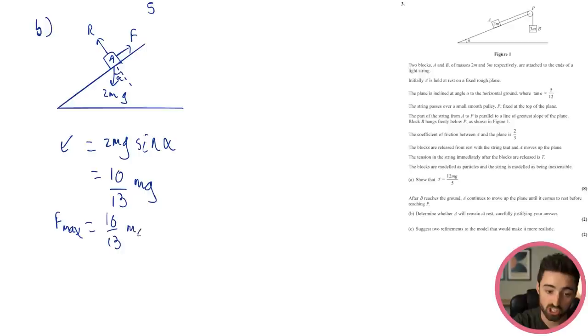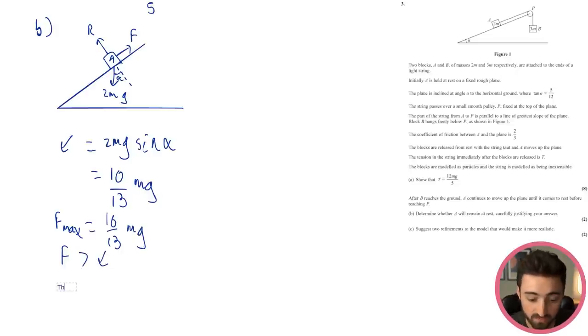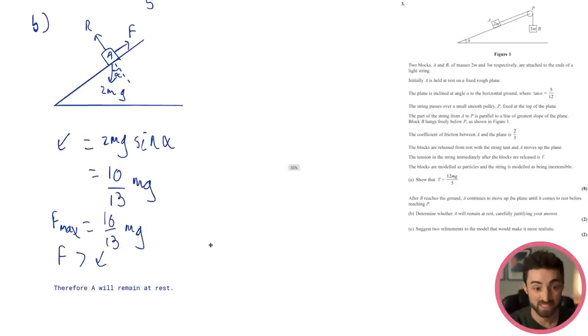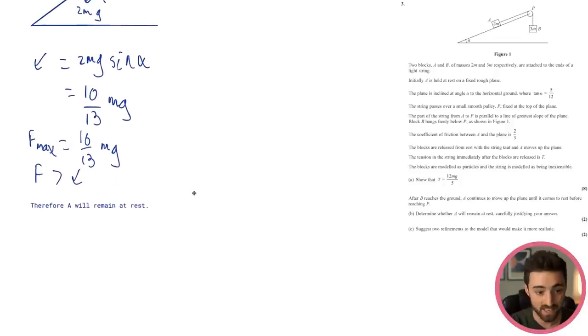So as long as the force going down is less than or equal to 16 over 13 mg, friction is strong enough to keep it still. So A is not going to move because friction is greater than the downwards force. Therefore A will remain at rest. Simple as that. Cool. Part C.